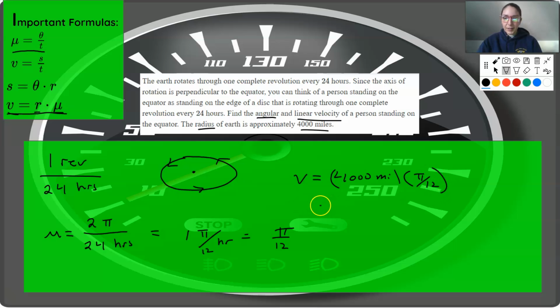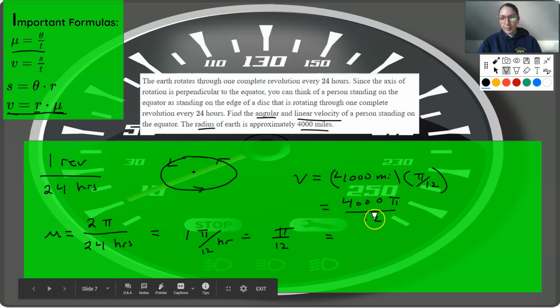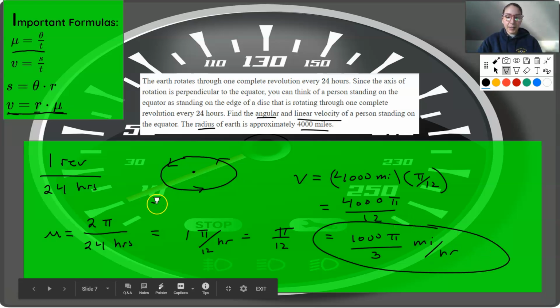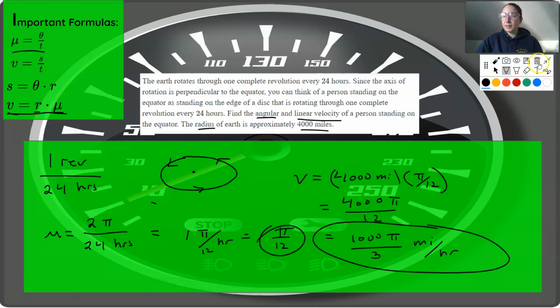Now let's solve this. This is 4,000 pi over 12. Reduce, divide by 4, divide by 4, and we get 1,000 pi over 3, and this is miles per hour. And that is our linear velocity, and that was our angular velocity.